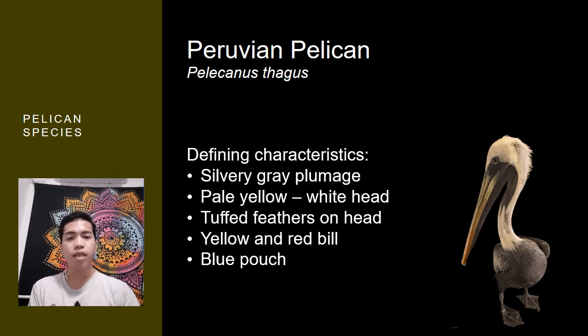However, a Peruvian pelican has proportionally longer crest feathers as well as differences in the colors of the gular pouch, beak, scapulars, and greater wing coverts.